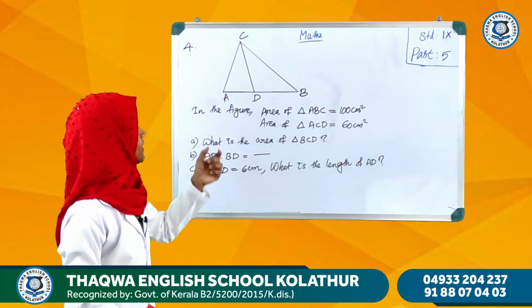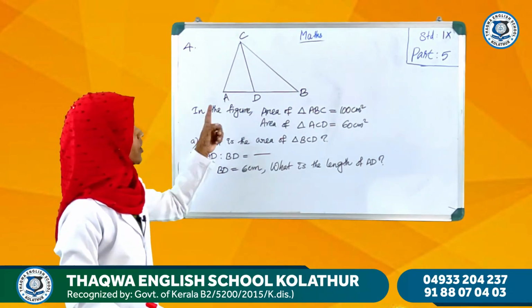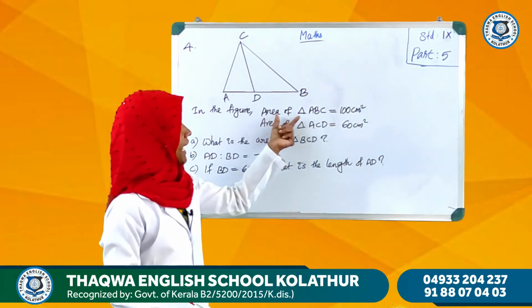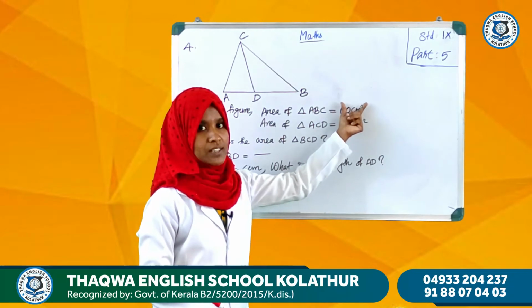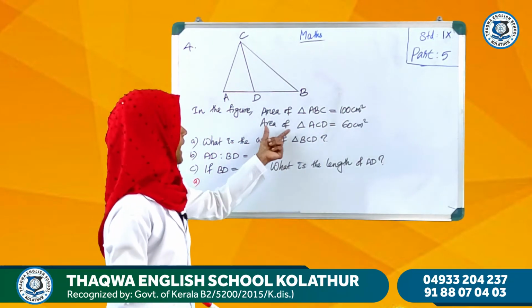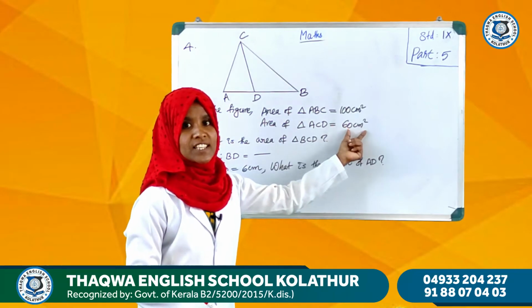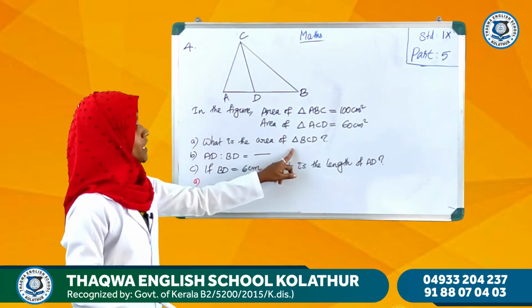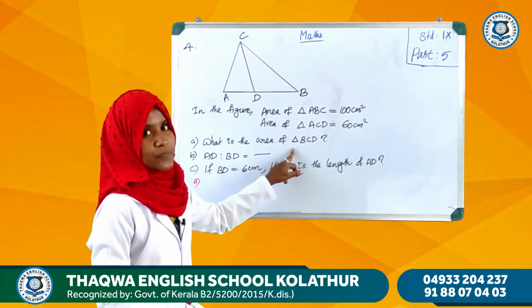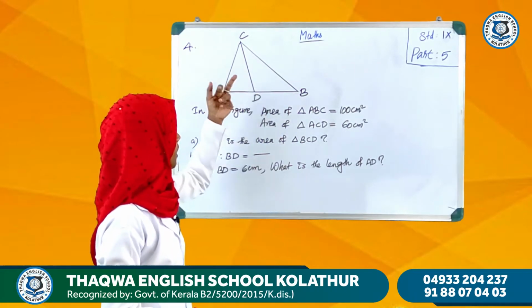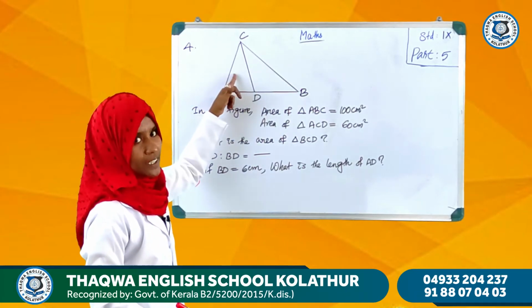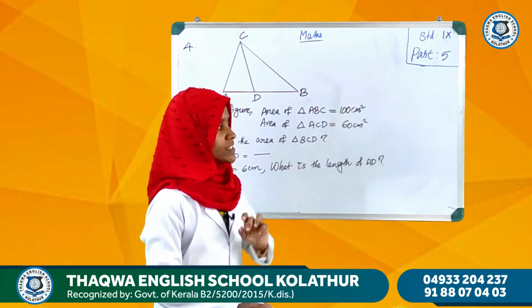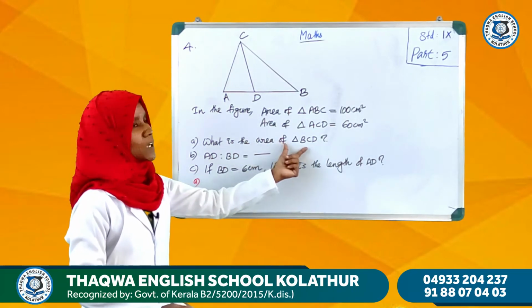Triangle ABC and also two smaller triangles, triangle ADC and triangle BDC. You have given area of triangle ABC is 100 square centimeters. Area of triangle ACD is 60 square centimeters. Okay. A part. What is the area of triangle BCD? You have given area of triangle ACD and area of the total triangle 100 square centimeters. So how can you find out the area of triangle BCD?